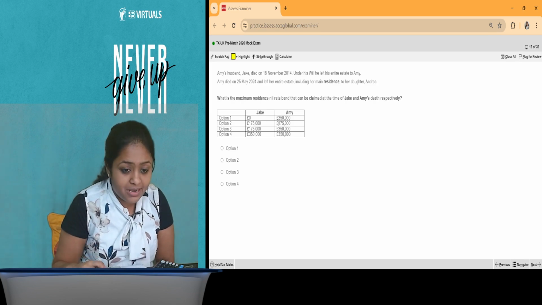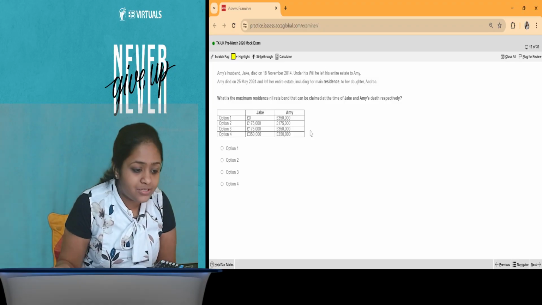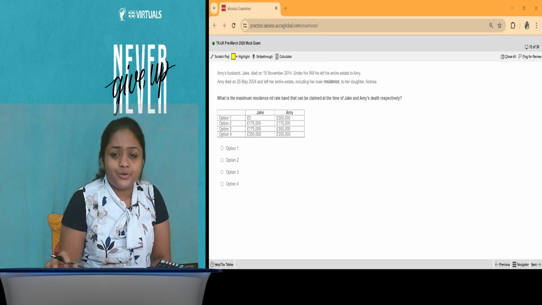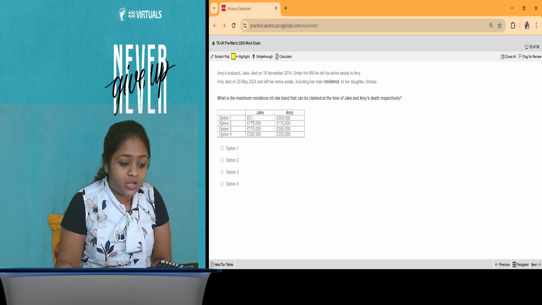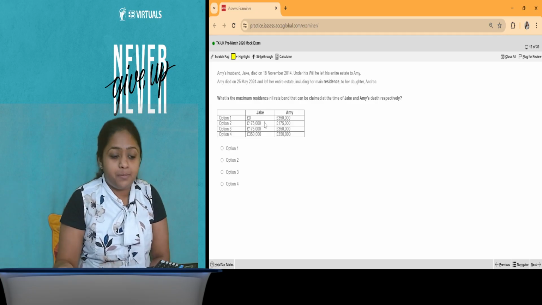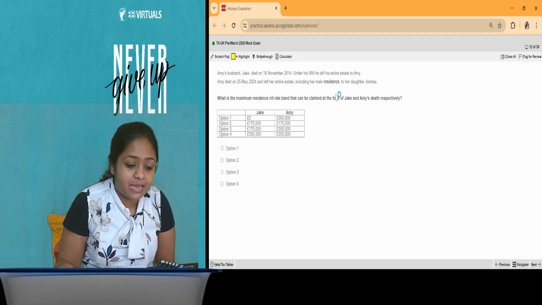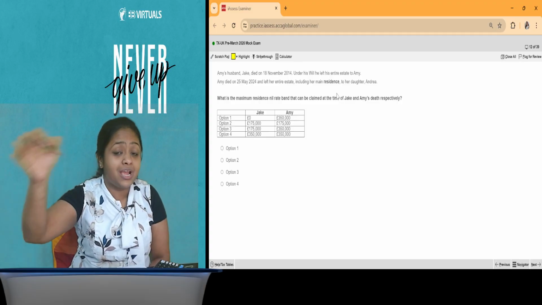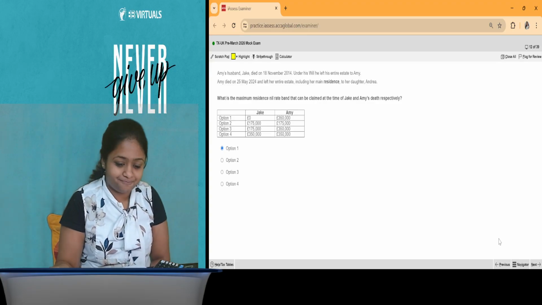So will he claim anything or will he not claim anything? And the question is on the RNRB, the residence nil rate band only. So it's, I think, pretty easy. Jake left his entire estate to Emmy, not to lineal descendants. So Jake will get 0 and Emmy will get 350,000. Pretty comfortable. Why? Because Emmy will get her own 175,000 plus 175,000 transferred from Jake. So the answer is option 1.